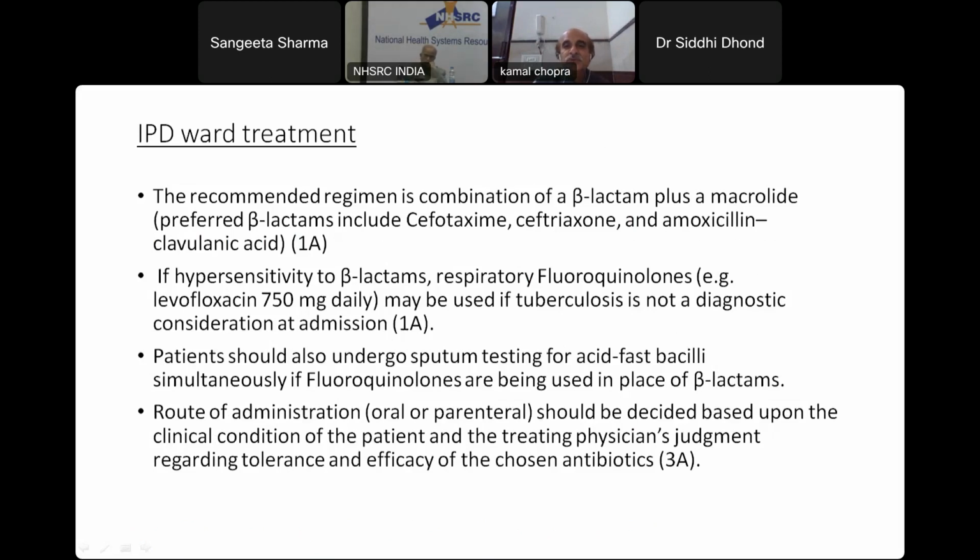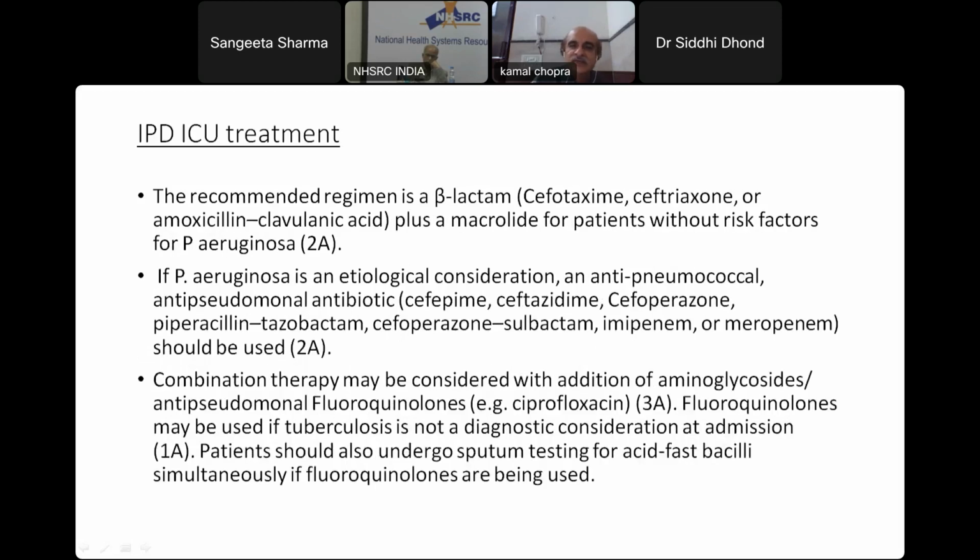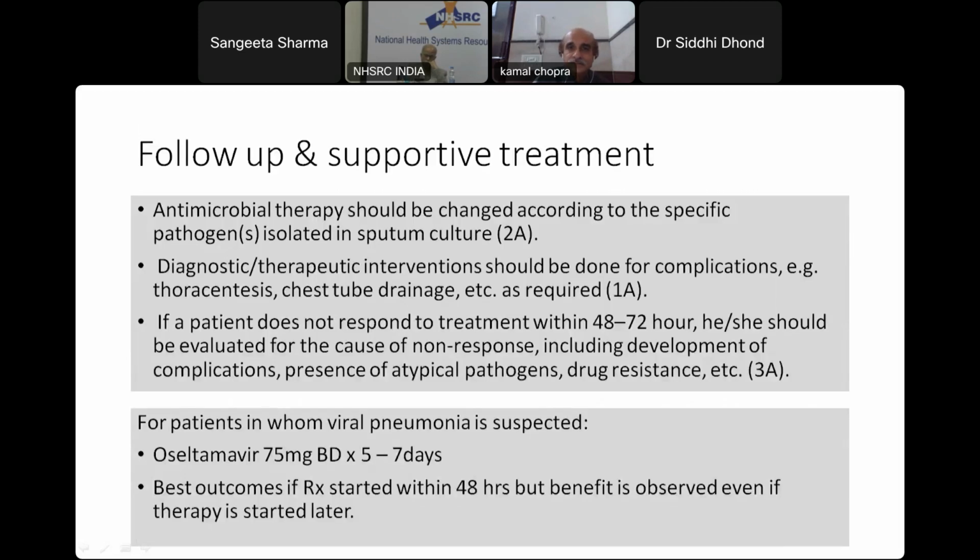Patients should also undergo sputum examination for AFB. This is very important in every respiratory disease. Route of administration can be oral or parenteral depending on the judgment of the treating physician. Follow-up and supportive treatment is very important. Antimicrobial treatment should be changed according to the specific pathogen. In many cases, if the patient's condition is severe, we start empirical antibiotics, but immediately after getting a culture report, specific antibiotics should be given. If the patient is not responding within 48 to 72 hours, or there is development of complication or drug resistance, then further action has to be taken.